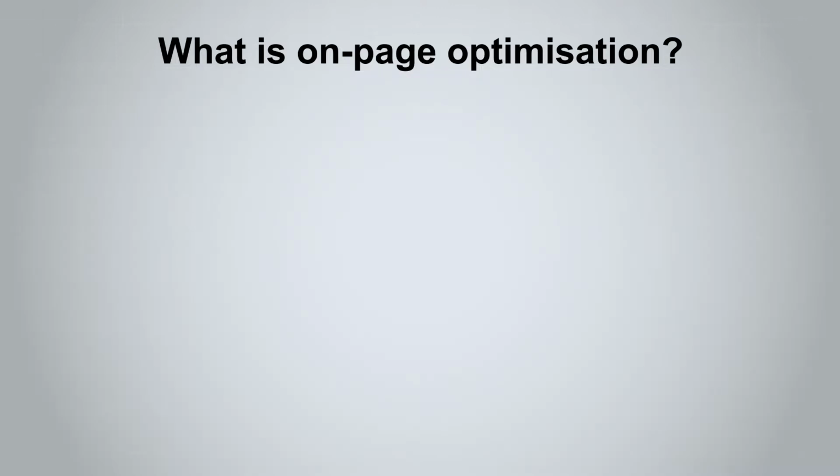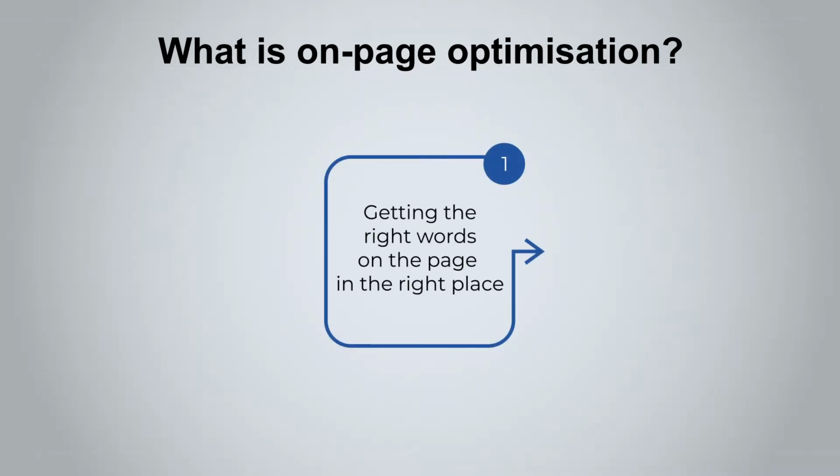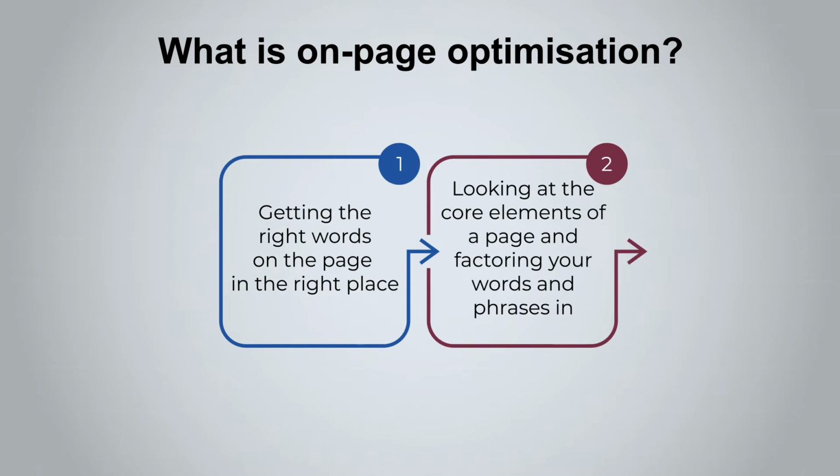On-page optimization is all about getting the right words on the page in the right place. We've identified the right words during the keyword research phase, and now we need to put them in the right places. This is actually a fairly straightforward process, and it's just a matter of looking at the core elements of a page and factoring our words and our phrases in.